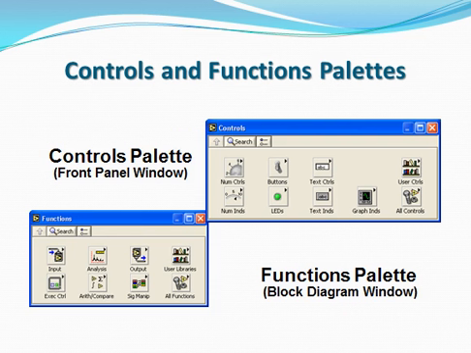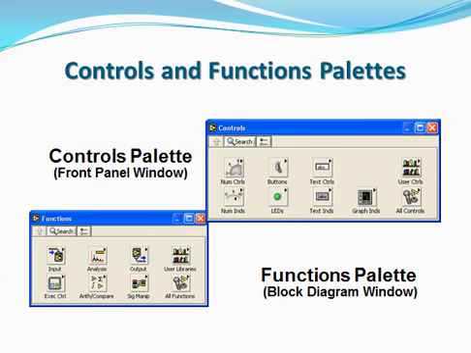The next one is the controls and functions palettes. Use the controls palette to place controls and indicators on the front panel. The controls palette is available only on the front panel. Select Window, then Show Controls Palette, or right-click the front panel workspace to display the controls palette.